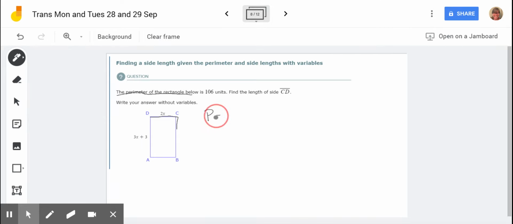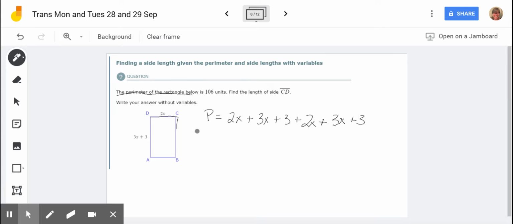The perimeter would be equal to 2x plus, walk around, 3x plus 3 plus, oh look, what's this side equal to? 2x plus 3x plus 3. This is the easiest, the lowest form of doing this. You just add all the four sides together, okay? And it says it's equal to 106. So instead of putting perimeter, we put 106, okay?